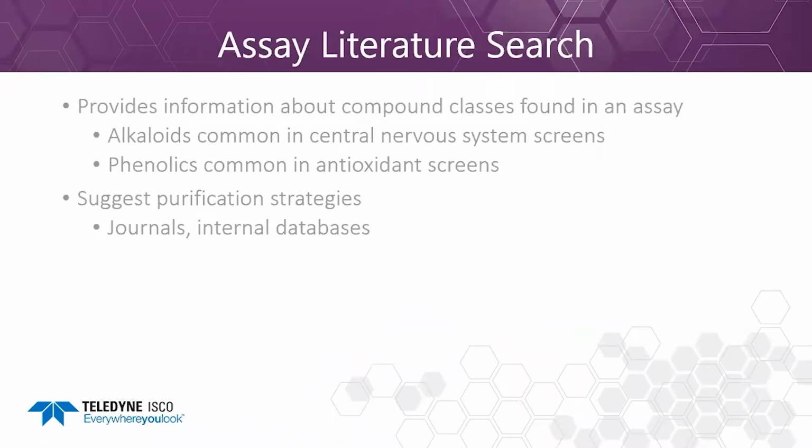Do an assay literature search. Companies maintain internal hit lists for different assays, and this is a very useful tool. You might find a given assay tends to show activity with a particular compound class. However, as an example, remember that although CNS assays tend to show alkaloids as active compounds, tetrahydrocannabinol and cannabidiol are central nervous system active, but they are not alkaloids.